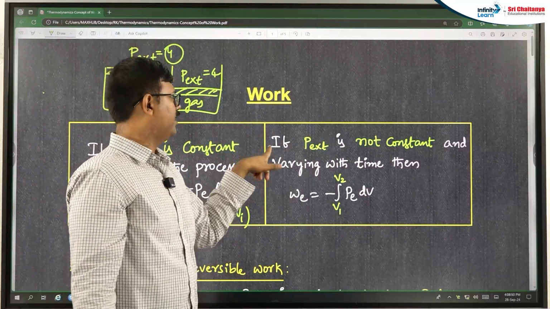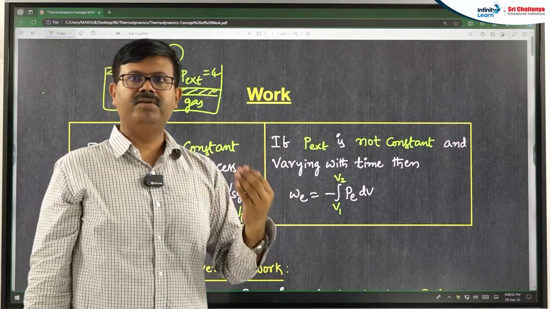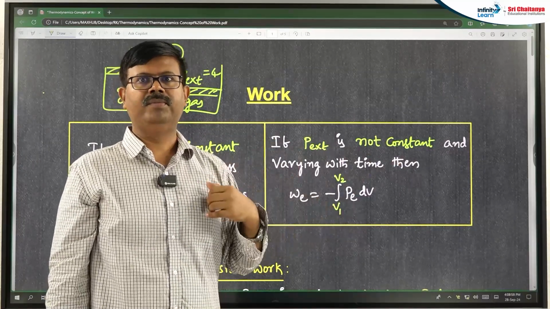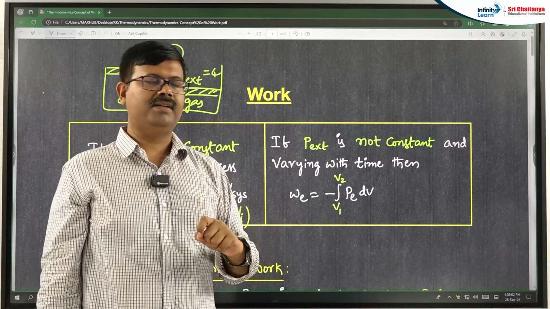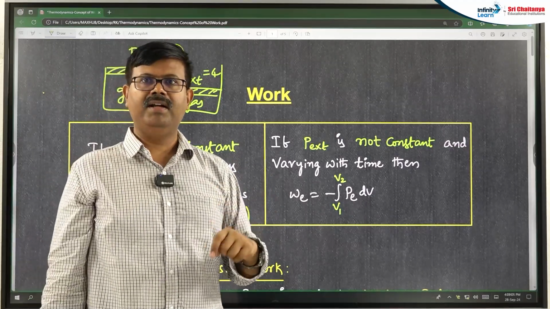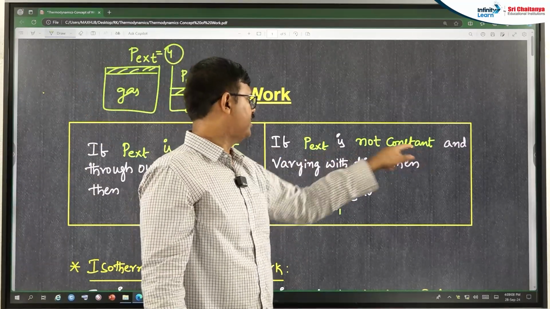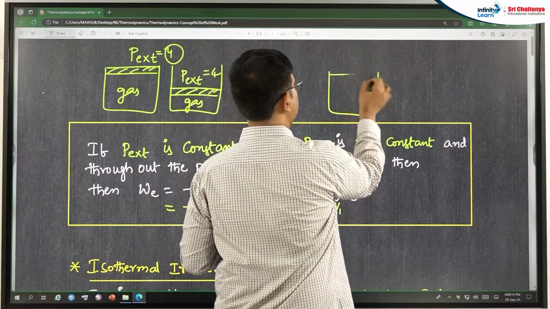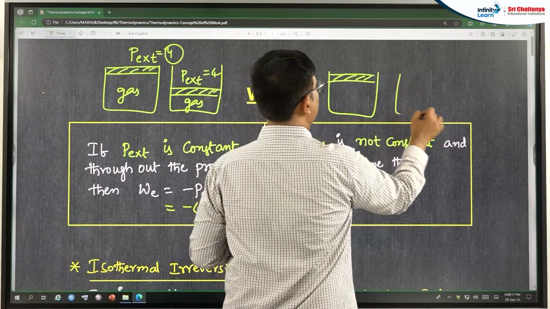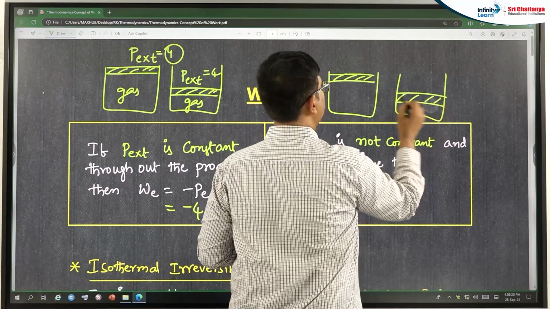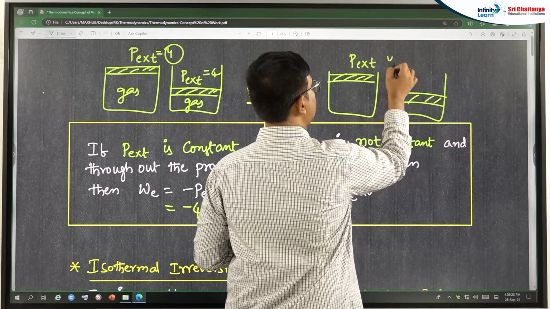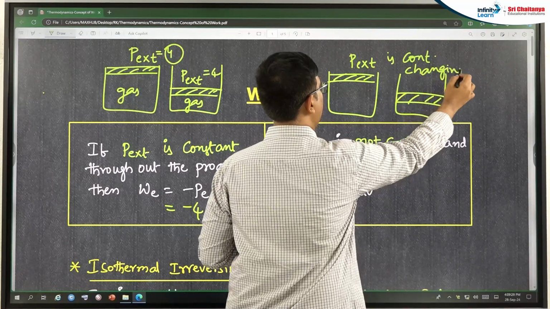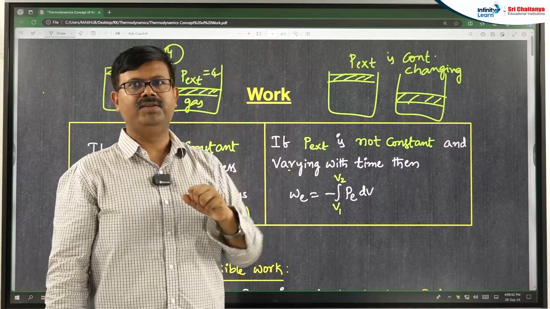Next, suppose external pressure is not constant throughout the process, it is continuously varying from initial volume to final volume, which is called a reversible process. In such a case, how to calculate work done? Let us see. If P external is not constant and varying with time, that means suppose I have a piston, it is compressed, but external pressure is continuously changing, not constant.